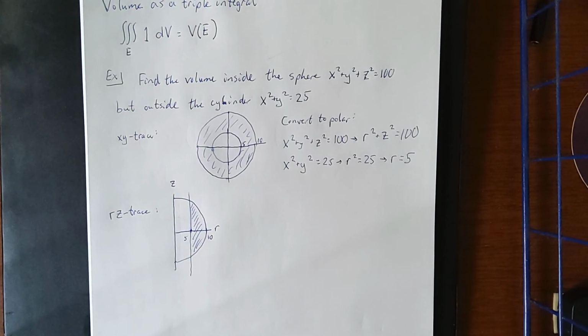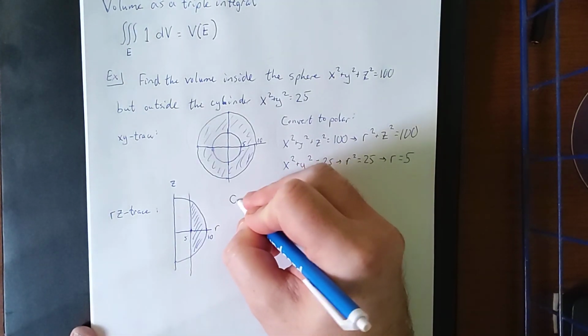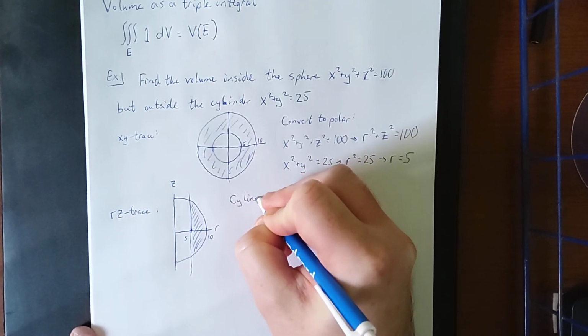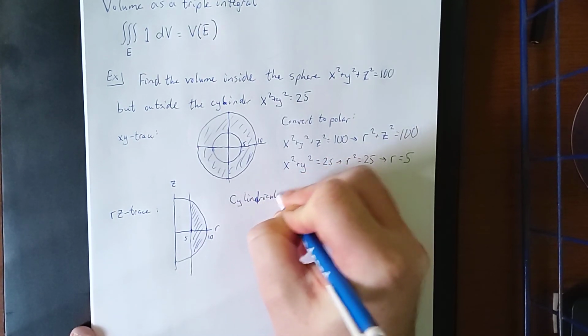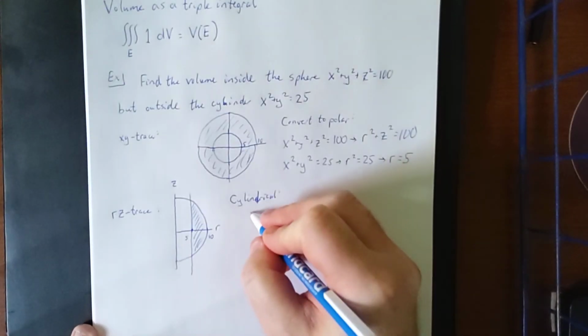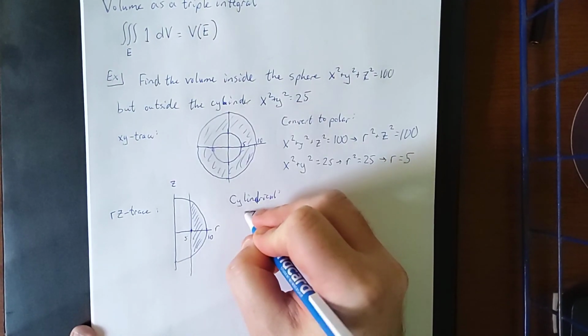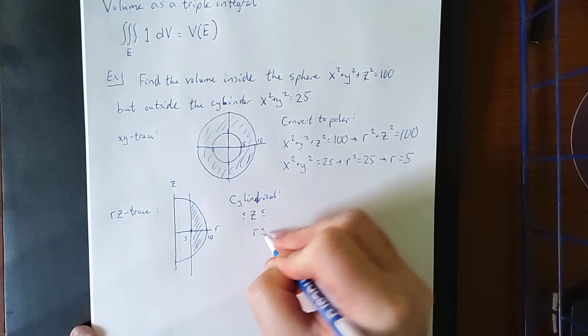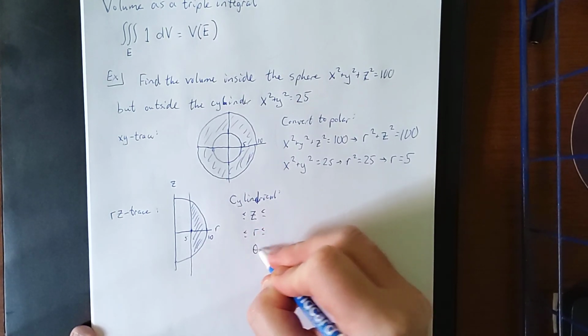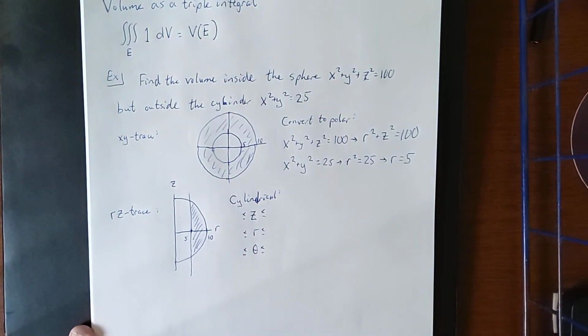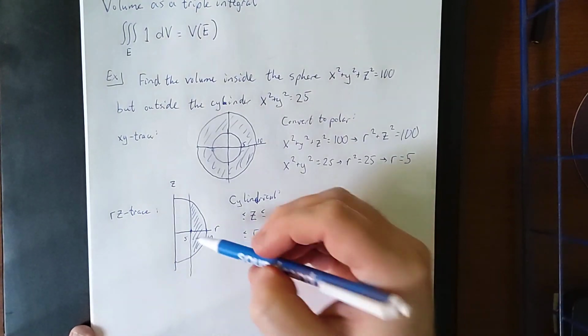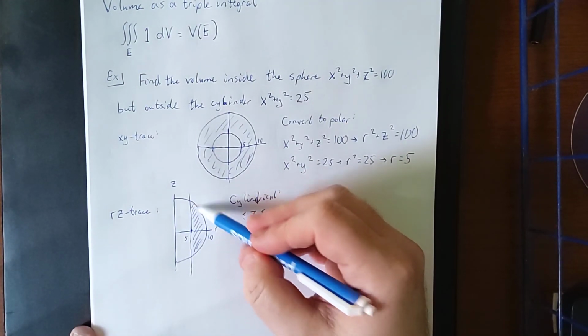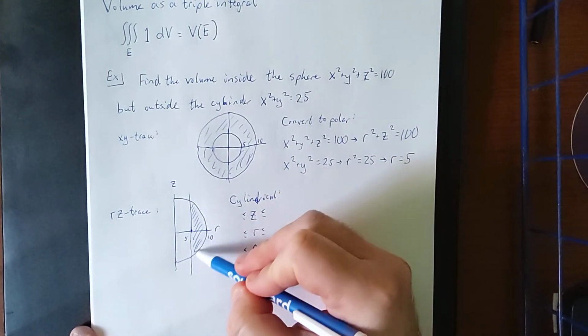I'm fairly confident that we would be able to set this up using either cylindrical or spherical coordinates. So I'd like to start by setting it up using cylindrical coordinates. So in cylindrical coordinates, we would want to bound z first, then r, then theta. Now it appears as though z is going to be bounded above by the top side of the sphere and below by the bottom side of the sphere.